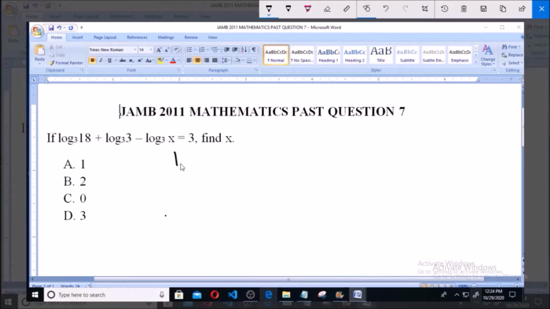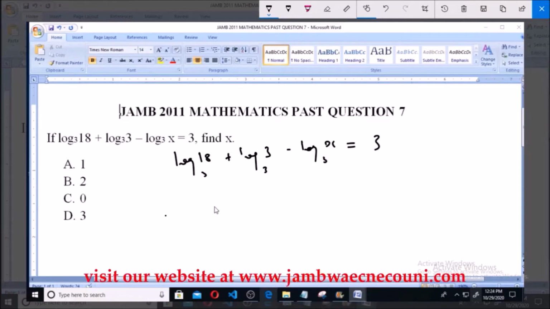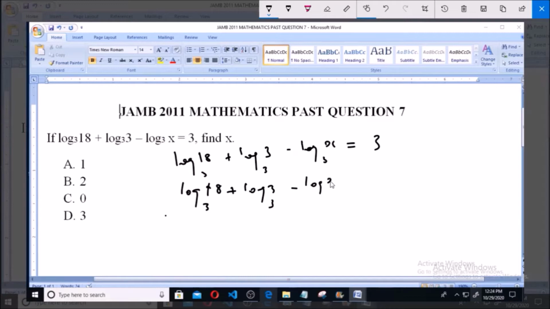So we have log 18 base 3 plus log 3 base 3 minus log x base 3 is equal to 3. Now, looking at this, it can be written as log 18 base 3 plus log 3 base 3 minus log x base 3 is equal to 3 log 3 base 3, because we know that log x base x is equal to 1. So log 3 base 3 is equal to 1, and that means 3 is multiplying log 3 base 3. So this is 18 here.